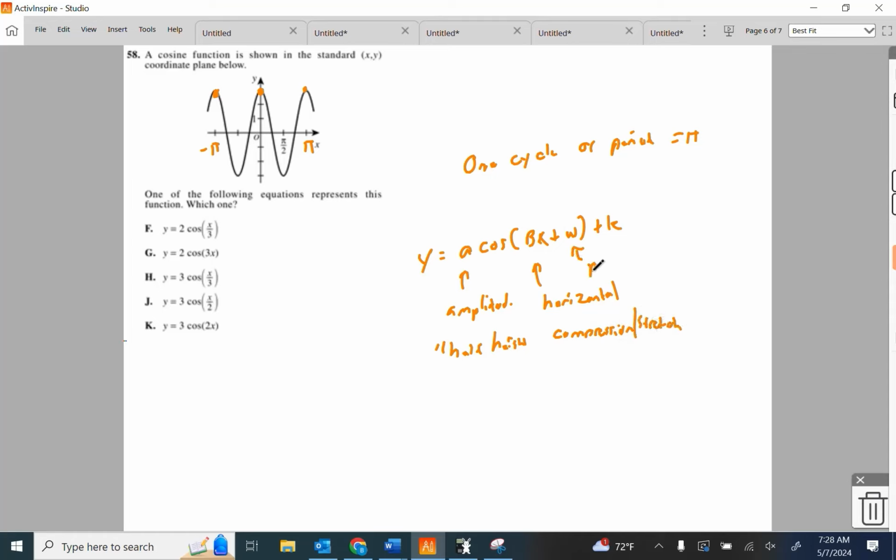This is what we call phase shift. Think electricity. And this is your vertical shift. Now, none of these have K, and none of them have omega.